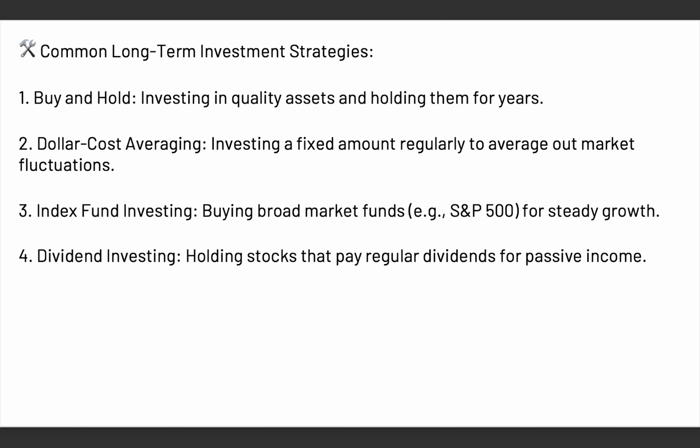Now, the first one is to buy and hold. This means investing in quality assets and holding them for years. So, for example, if you want to invest in crypto, you can buy Bitcoin and hold for years. If it's ETH, you buy and hold for years. Or maybe if it's stocks, you invest in a particular company and keep holding the stocks you buy in that company for years. So that's an example of buy and hold.